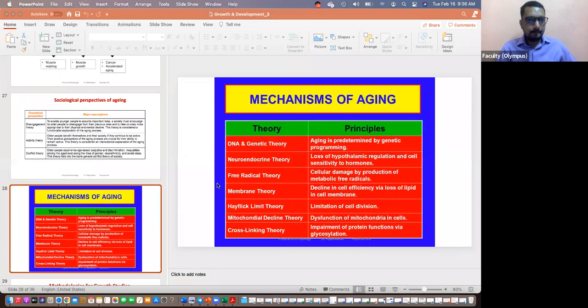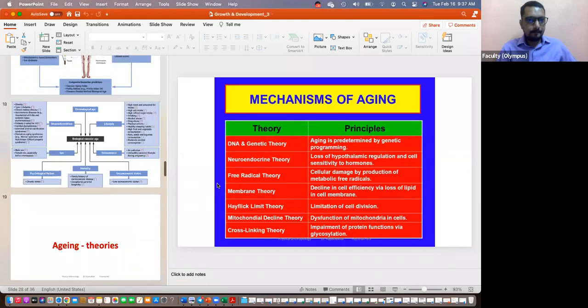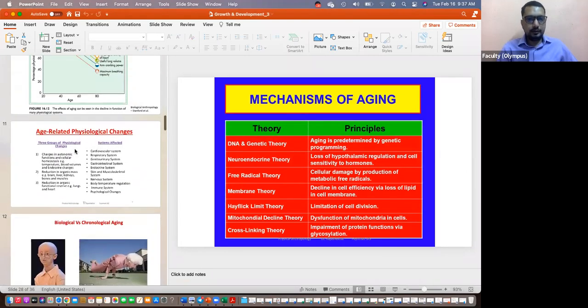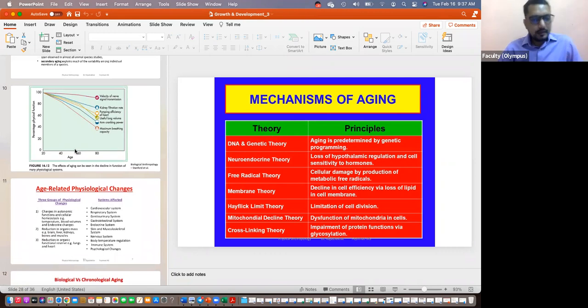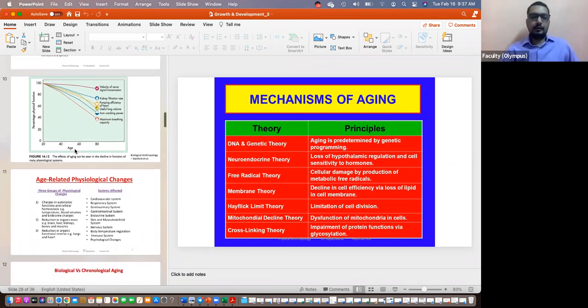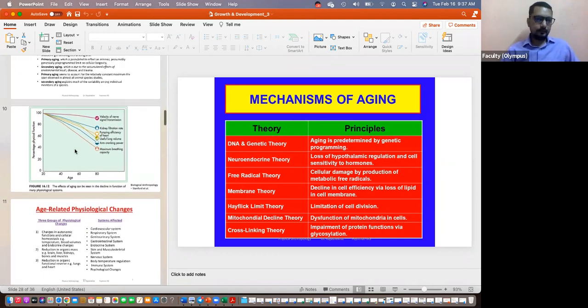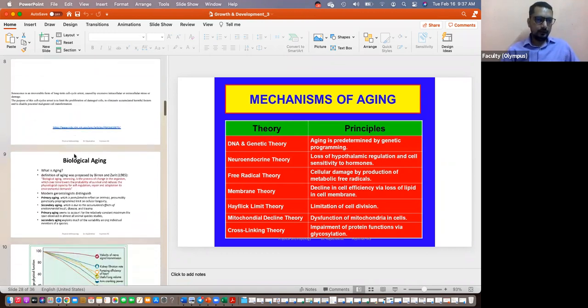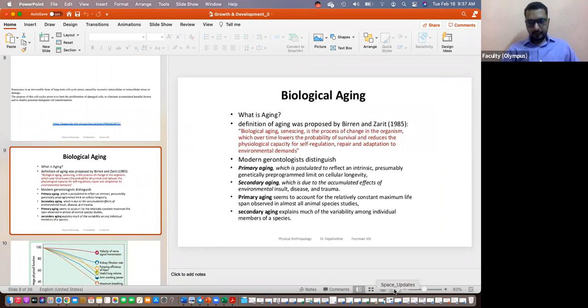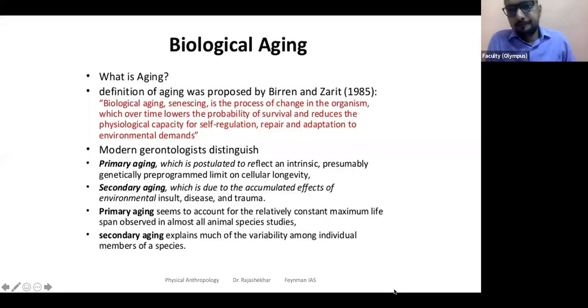So two things that we are going to focus more on today. One is related to the major changes that happen in the aging process. Second, we are going to talk about the difference between biological aging and chronological age, if there is any difference between them. So a bit more emphasis on the aging process here. The definition of aging we have already seen. There are different definitions that are given. We already have seen some of them yesterday.